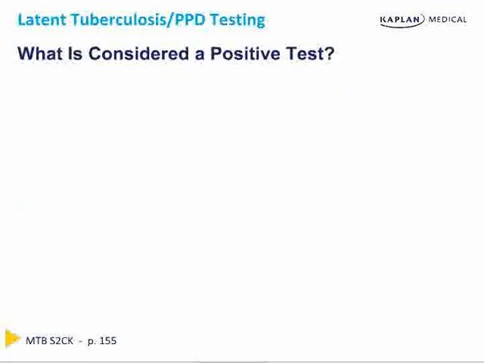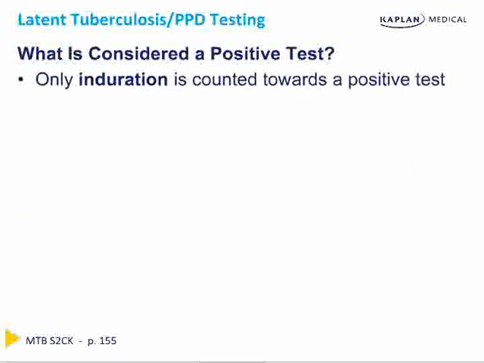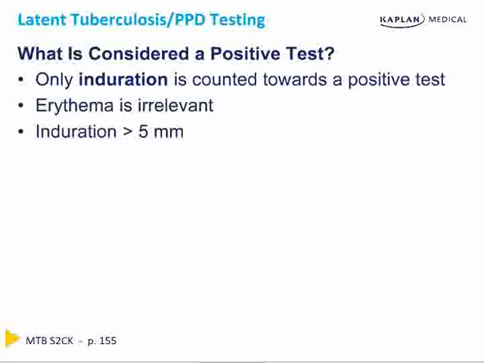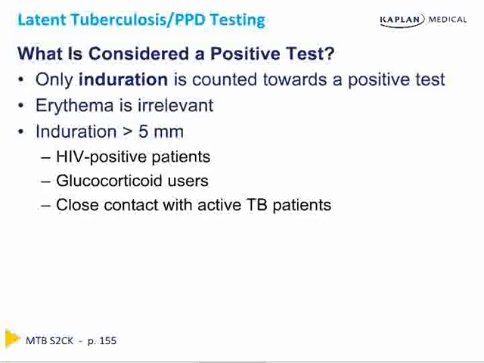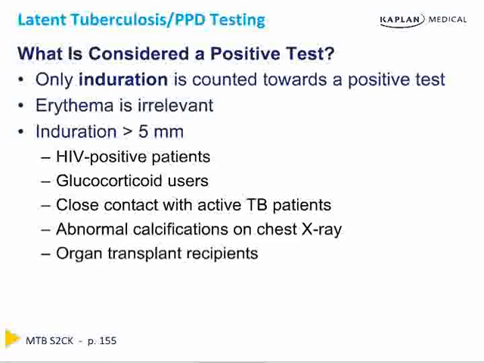So, what is considered a positive test? Induration is counted as positive. Erythema alone is irrelevant. You must have raised indurated skin. Induration greater than 5 millimeters is considered positive in HIV-positive patients, glucocorticoid users, close contact with active TB patients, abnormal calcifications on the chest X-ray, organ transplant recipients.